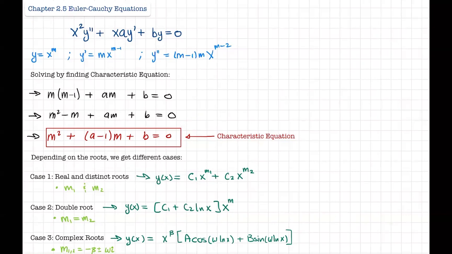This is a separate method, so be careful not to confuse them. To solve this, once again, we solve for the roots, and depending on the roots, we get three cases. Case 1: instead of e to the x, we have x to the power of the roots. For the double root case, instead of multiplying times x, we multiply times ln of x. And in the complex root case, instead of the exponential, we have x to the real part, and instead of omega times x, we have omega times ln of x. So it's a pretty similar method, and we solve them just like before. Let's see a few examples, and hopefully you'll see how these are solved.